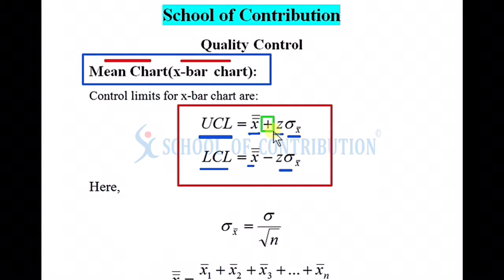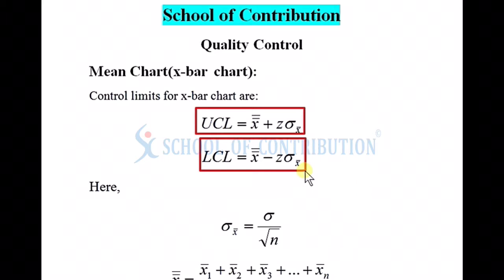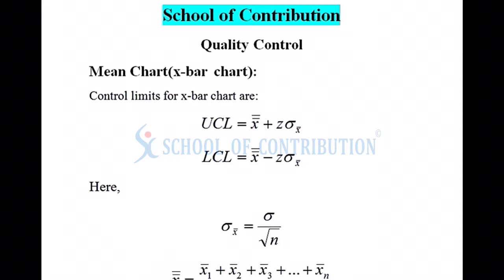For the lower control limit, the formula is the same except one modification. That modification is plus and minus. In case of upper control limit, we add this deviation term to the mean of sample means. In case of lower control limit, we subtract this deviation term from the mean of sample means, and in this way we get these two formulas. This is the upper control limit, this is the lower control limit for the mean chart.